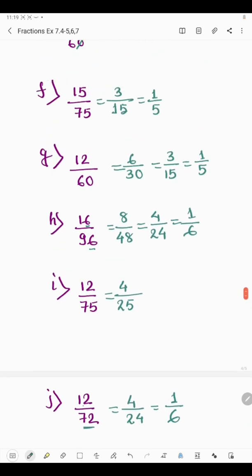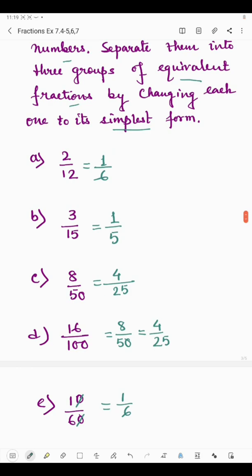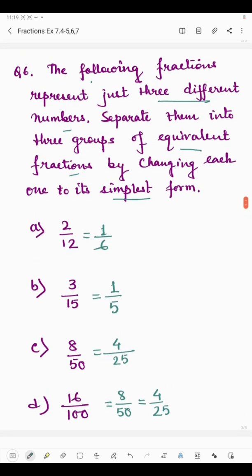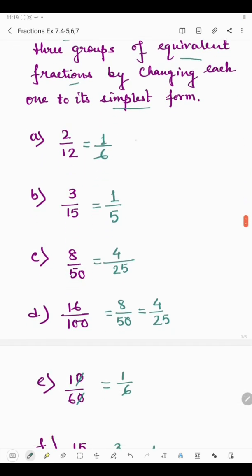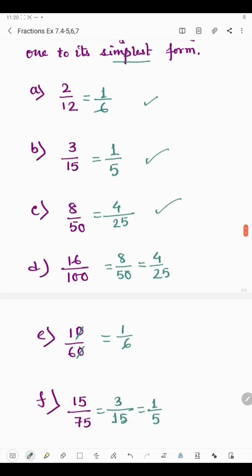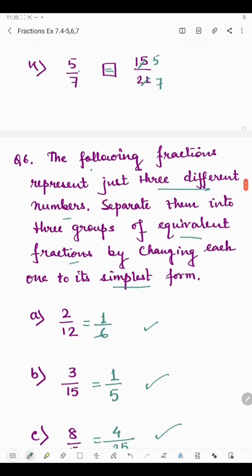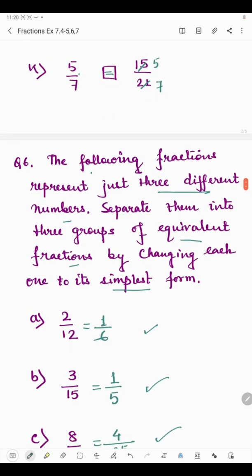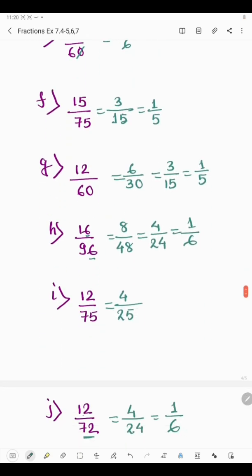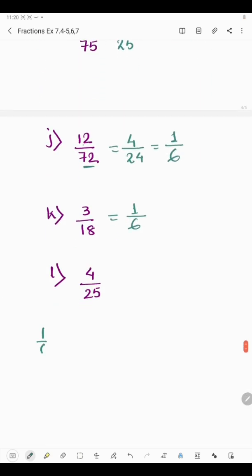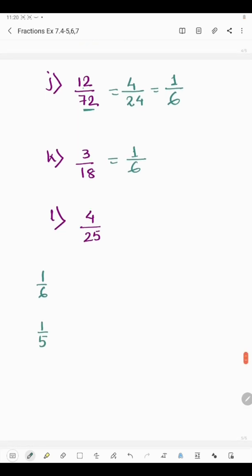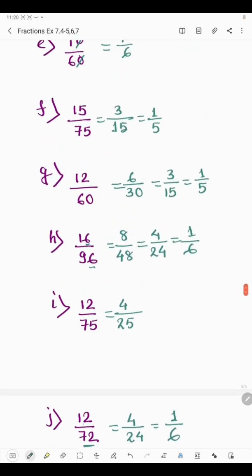Okay. Now we will see here we have converted all the fractions into simplest form. Now what we have to do, we will find 3 different numbers here. See what are the 3 different numbers. In all the numbers when you change into simplest form, either you have got 1 by 6, 1 by 5, or you have got 4 by 25, right? Only 3 numbers you have got. Now you will have to separate them into 3 groups of equivalent fractions. So we have got 1 by 6, 1 by 5 and 4 by 25. Okay, these 3 different numbers we have got.